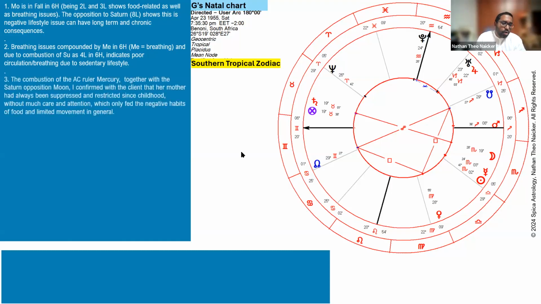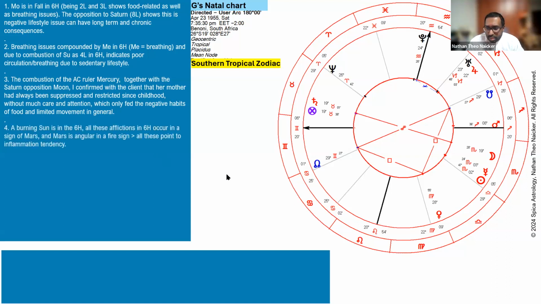Then the combustion of the ascendant ruler Mercury, together with the Saturn opposition moon, also all in the 6th house, I confirmed to the client that her mother had always been suppressed and restricted since childhood, without much care and attention, which only fed the negative habits of food and limited movement in general. So the triggers have come from that, because I saw the Saturn in the 12th house opposing the moon in Scorpio, and I wanted to confirm, was the connection with family happy and hunky-dory, or was it not? And it was very Scorpionic.